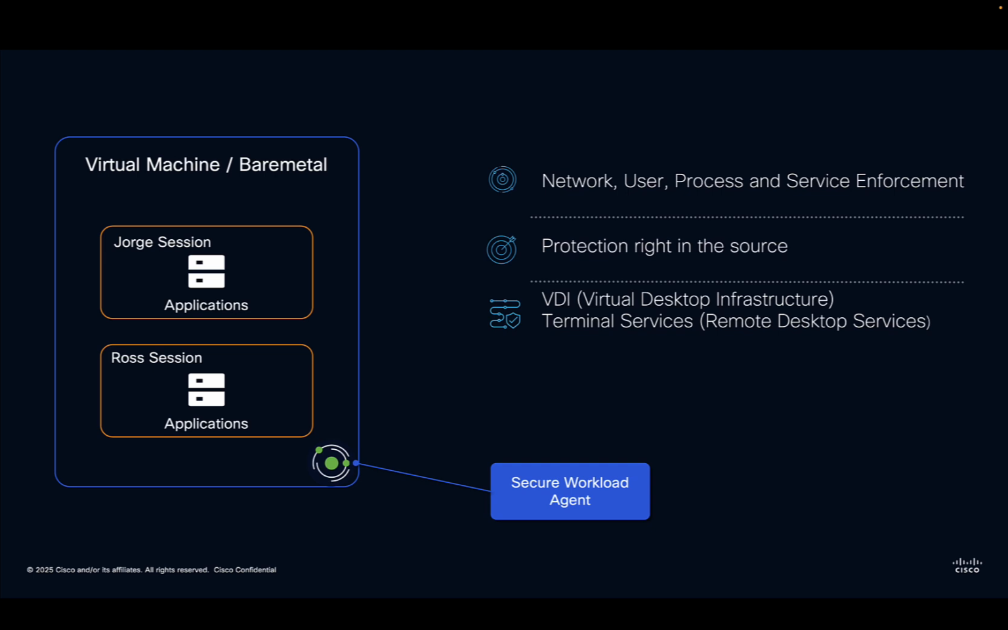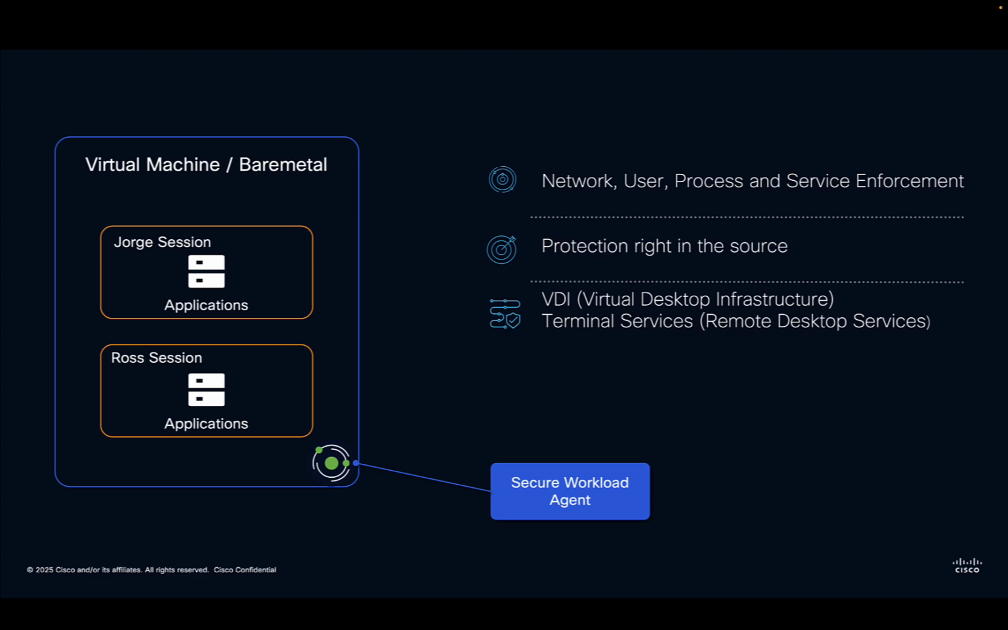Now, in this scenario, we install the secure workload agent directly on that virtual machine or bare metal server. So we protect right at the source, and we can protect not only the network or 5 tuples, but also we can be as granular as to protect the user, processes, and service level, right? So very granular capability options that we offer to protect those multiple users that are running those applications there.